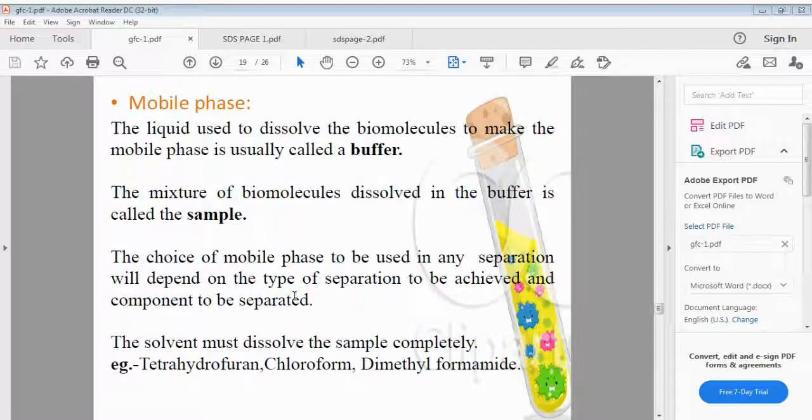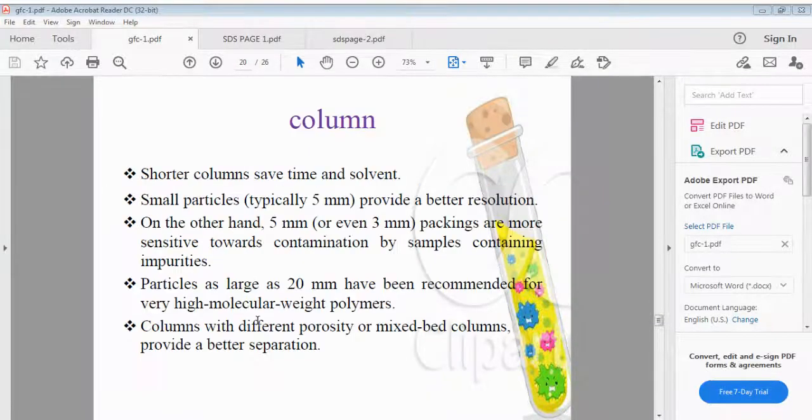Now the choice of the mobile phase for separation should depend upon the type of separation. So whatever type of separation we are going to use, you should choose the mobile phase accordingly. For example, it can be tetrahydrofuran, chloroform, or dimethylformamide, or some other buffer.